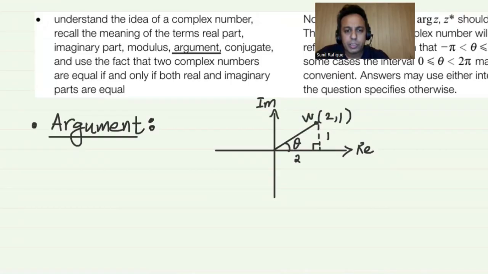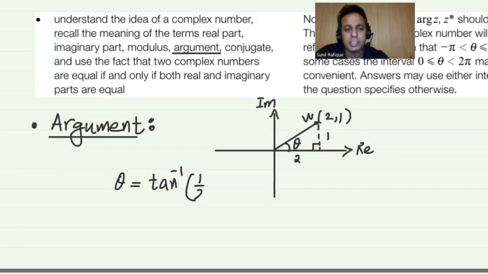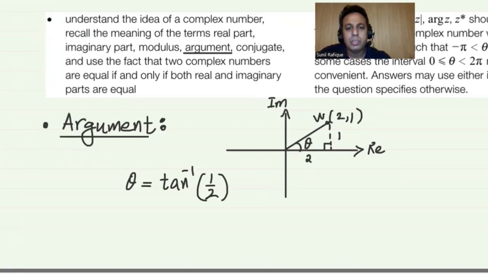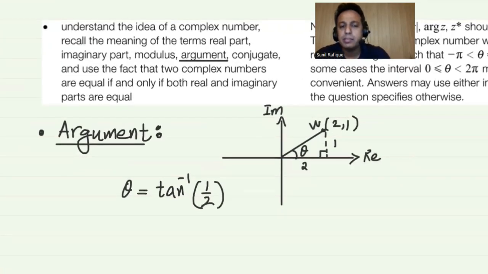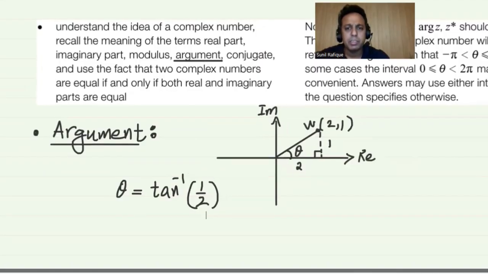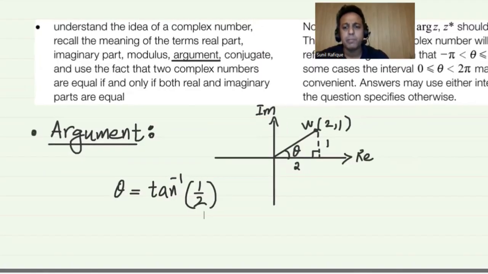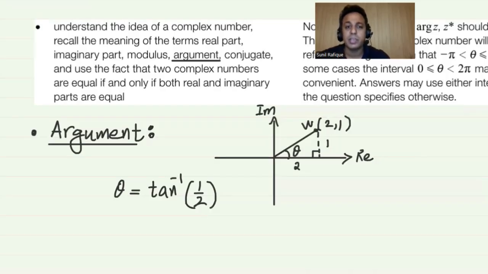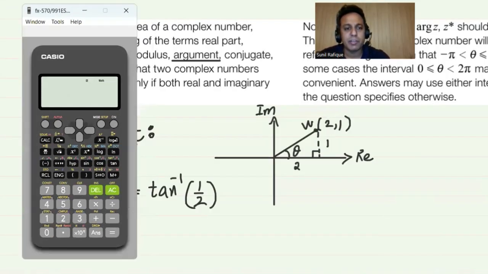So if you want to get this angle theta, that will be the inverse tan of 1 divided by 2. Now, I can give my answer either in degrees or radians, but in Pure Mathematics 3, if the angle system is not stated, you give your answers in radians. So my calculator is already in radians. Yes, it is in radians. So I will do shift tan inverse of 1/2.